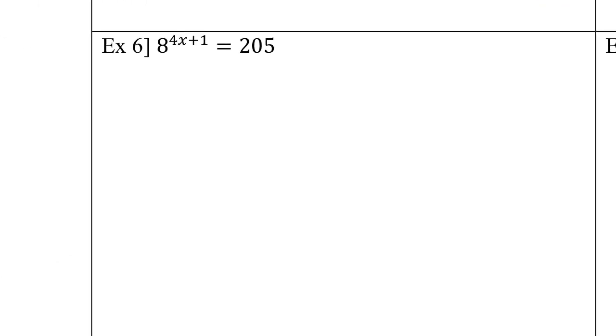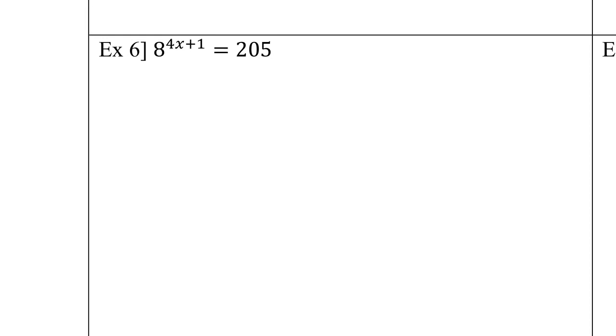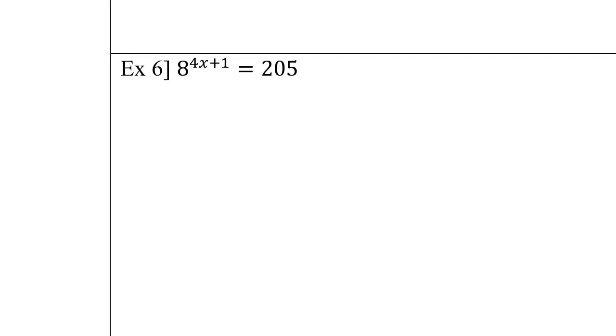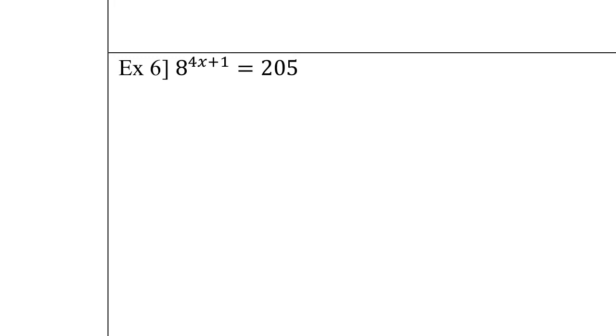Example 6. 8 to the 4x plus 1 equals 205. Okay, cannot get 8 and 205 into the same base, pretty sure anyway. So instead of sitting here for 5 hours trying to figure out what power of 8 will get me something similar to 205, I'm just going to take the logarithm of both sides. So I'm going to take log of 8 to the 4x plus 1 equals the log of 205.